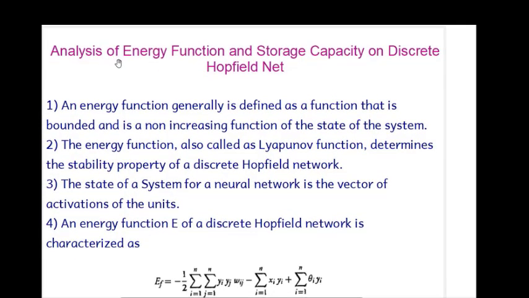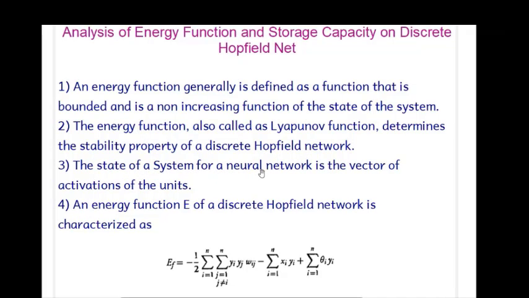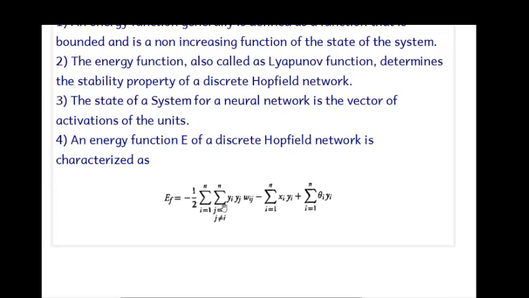There is a way to check the convergence, and that is by using the energy function. An energy function is generally defined as a function that is bounded and is a non-increasing function of the state of the system. The energy function is called a Lyapunov function, and it determines the stability property of the discrete Hopfield network. The state of a system for a neural network is the vector of activations of the units. So this is the energy function, which is the Lyapunov function.